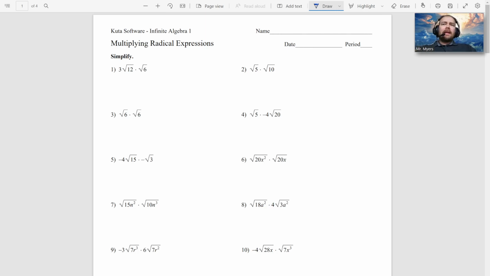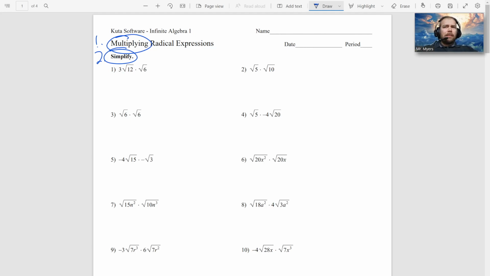This is multiplying radical expressions. So what they want us to do is not just to multiply, but also to simplify. When they say multiplying radical, and then of course, it says simplify right here as well, right? So there's actually two things they want us to do. They want us to multiply and then simplify. So that's pretty much how the steps are going to work.